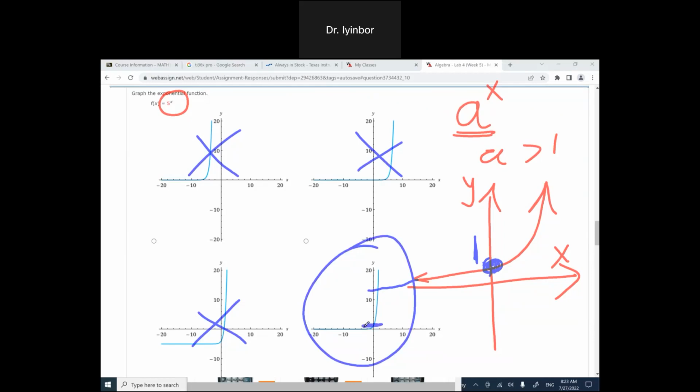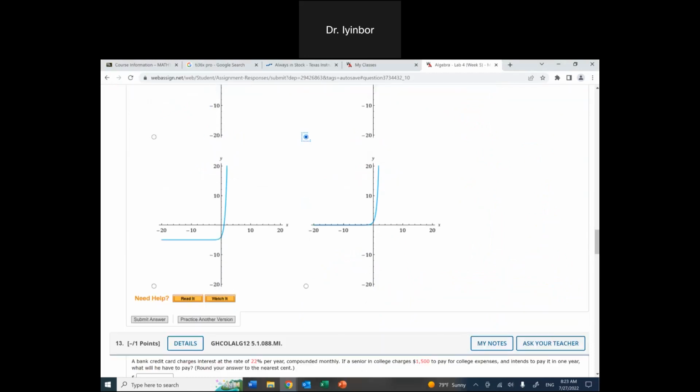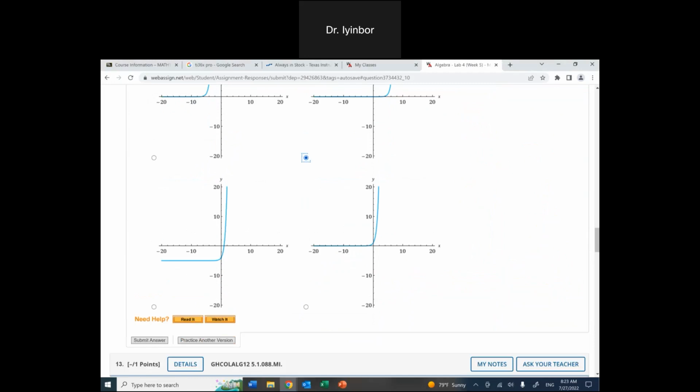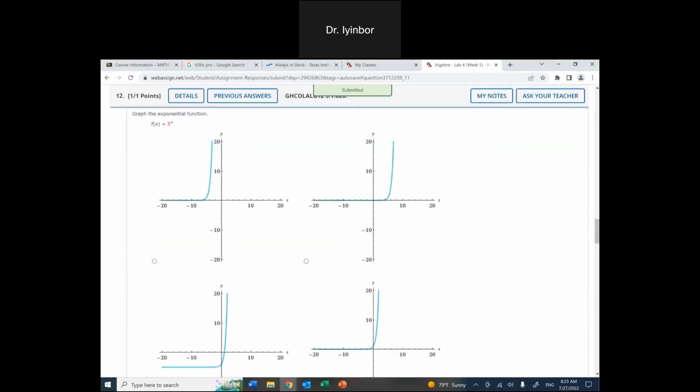So that's how you pick the right graph, okay? And this is my answer. I'm sorry, here you have to be careful. The answer for this one is below, it's in the bottom, because the one I clicked was for the top graph. Okay, so that was right, and then you're going to next one.